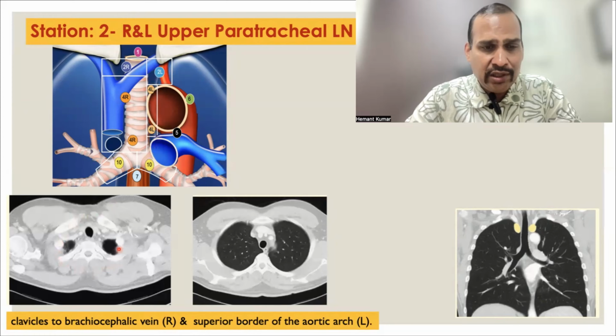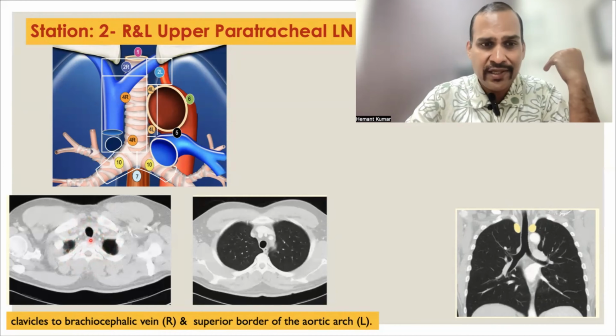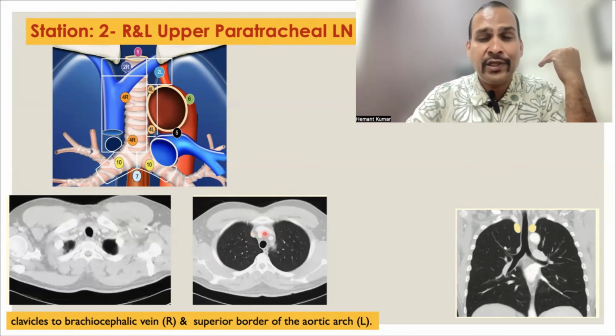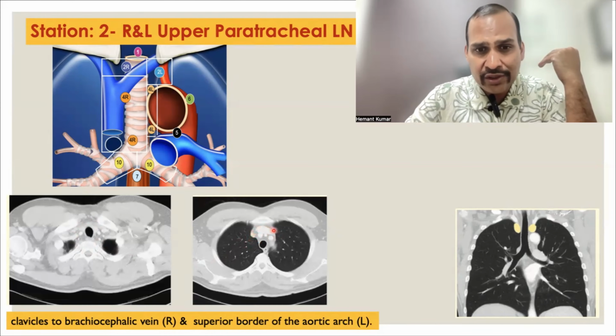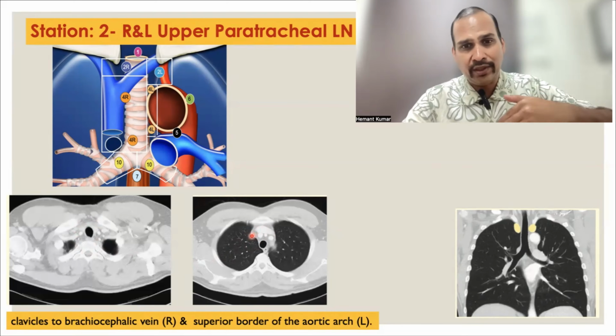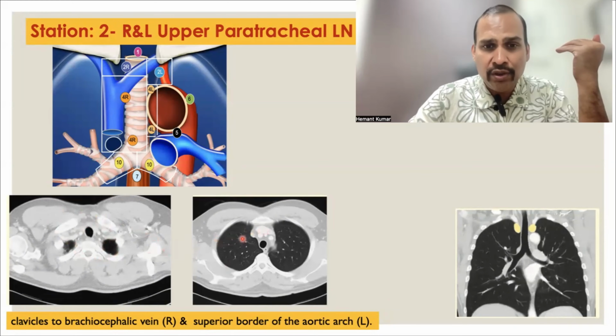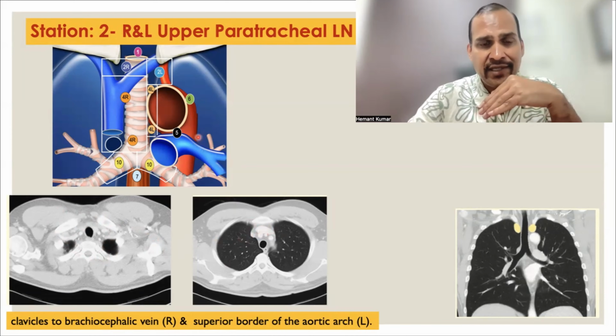So in this CT scan, you can see this is the apex of the lungs, the apex of the thoracic cavity, that is the sternal notch. So it extends from here up to, what is this white structure? The white structure is the subclavian vein, sorry, brachiocephalic vein. When the brachiocephalic vein crosses from right to left in the center, this is the cutoff for upper and lower. So upper paratracheal extends from the apex of the thoracic cavity to the brachiocephalic vein when it crosses from right to left on the right side, and on the left side up to the upper border of the aortic arch.